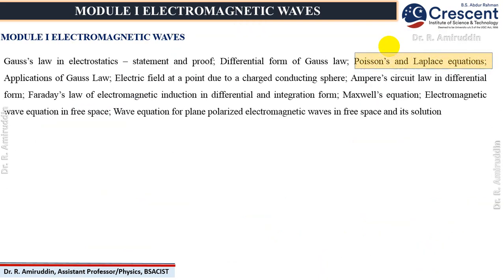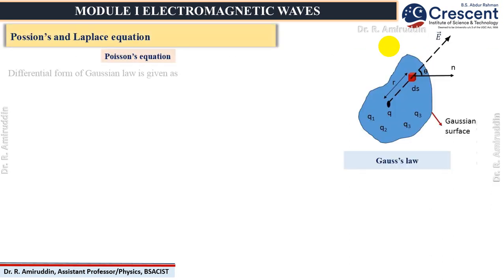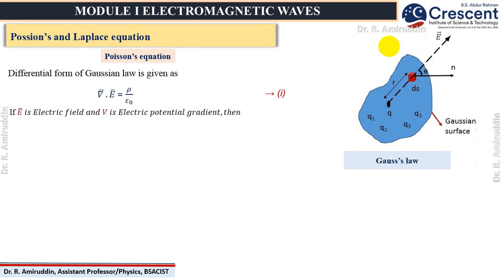So the next topic is about Poisson's and Laplace equation. We need to derive them from the Gauss law. As you know, the differential form of Gauss law that we derived is del dot E is equal to rho by epsilon naught. Let us consider this as equation number 1. And if E is the electric field and V is the electric potential, then we will have E is equal to minus del V. Let us consider this as equation number 2.